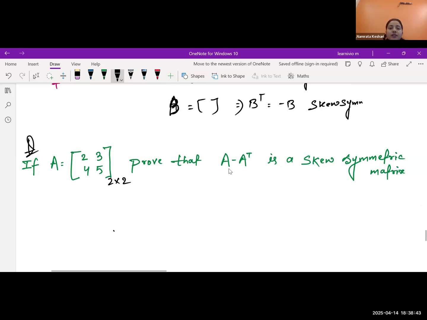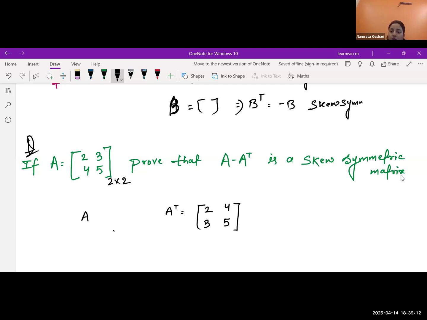Prove that A minus A transpose is a skew symmetric matrix. We can clearly see a square matrix we are having over here. So A transpose will be the mirror of it: we will change this row and take it as a column, row will be column. That's A transpose. We are supposed to find A minus A transpose.